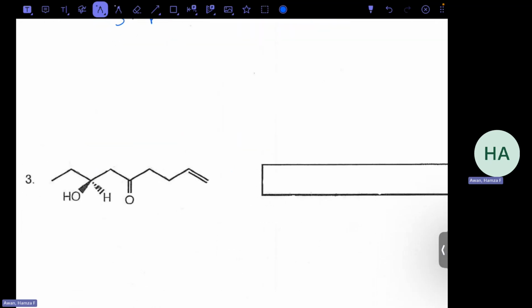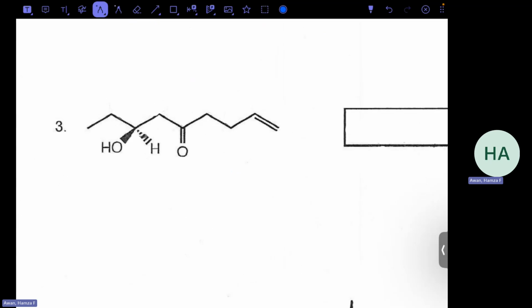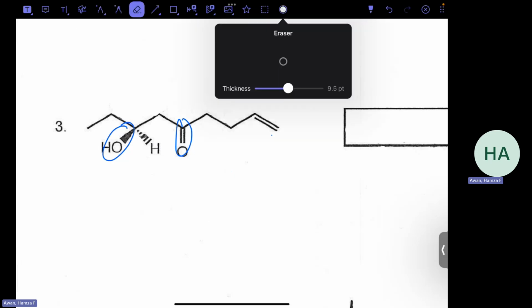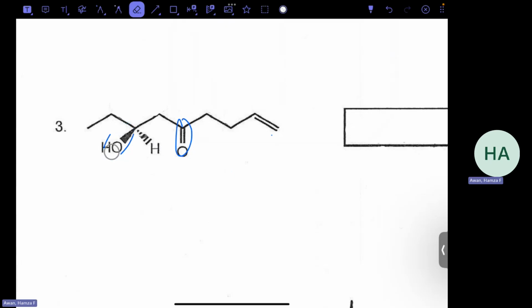So, for number 3, it's a little bit of an interesting problem, right? We have the alcohol, we have the ketone, and we have the alkene, right? So we have three potential parents, right? From this, the alcohol is actually a lower priority than this ketone, right? So the ketone is going to be our parent chain. We'll count the ketone as the parent chain, right?